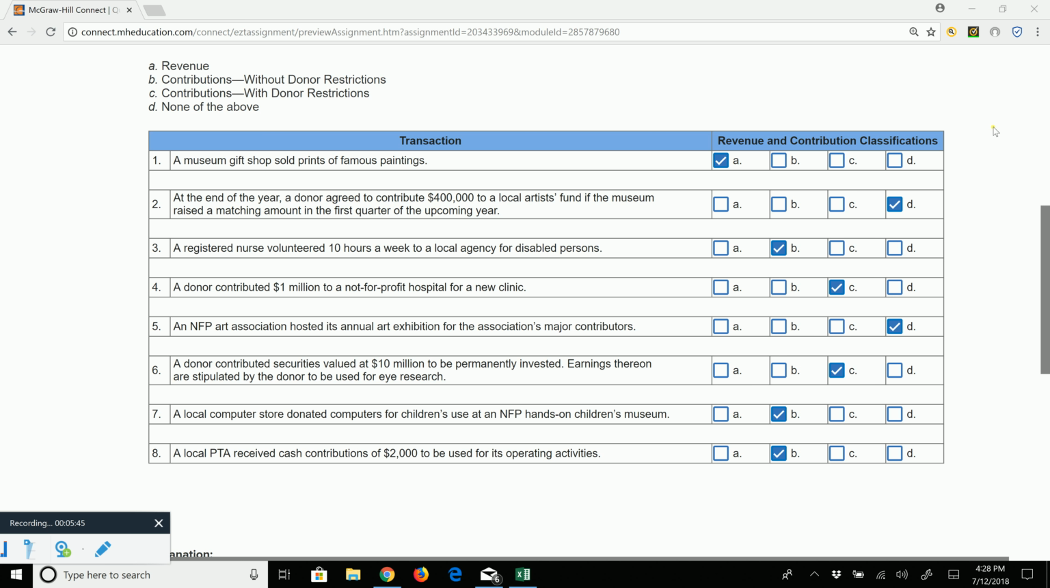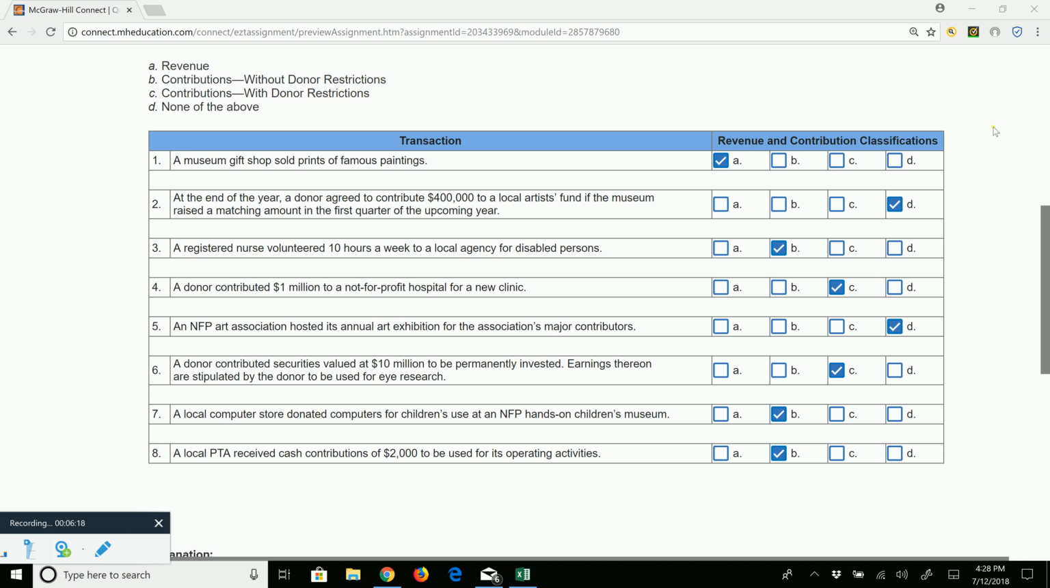Number 7, a local computer store donated computers for children's use at a non-for-profit hands-on children's museum. Well, donation of supplies, donation of assets, all right, this is a contribution, and it will be recorded at fair market value at the date of donation, okay? So basically, the computer store is saying, here are the computers, you can do whatever you want with it for children's use within the children's museum.